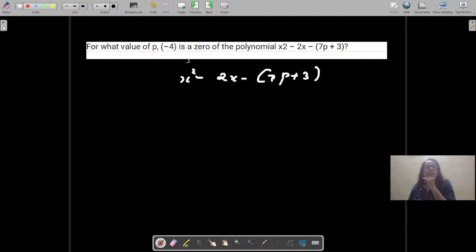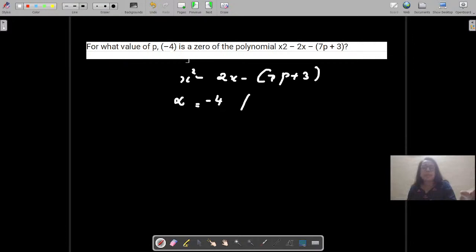Now, minus 4 is a zero of the polynomial. That is, one zero we are given: alpha is equal to minus 4. Since it is a quadratic polynomial, we'll be getting 2 zeros. The values of x, maximum 2 values, are actually known as zeros. Solutions are known as zeros. So alpha is equal to minus 4, one zero we are given.